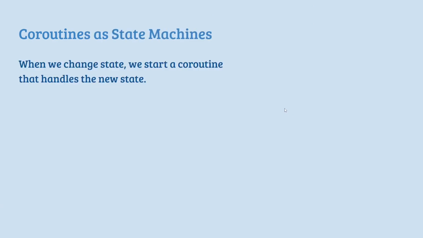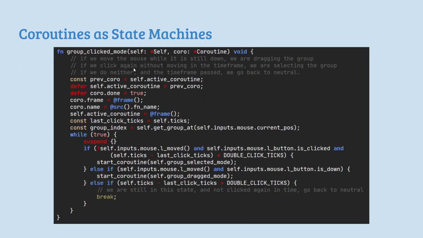So now that we know what coroutines are, let's talk about how we use coroutines as state machines. It's actually fairly straightforward. Whenever we change the state, we'll also start a coroutine that handles that new state. So in this case, group click mode, as you'll remember, there are three states. Either it will drag, it will select the group, or it will time out and go back to neutral, right? So again, the first case is that if there's a double click in time, it will start the coroutine called selected. Otherwise, it will start the coroutine called drag. In this case, it will break because the way we are using these states means that once you break, it will go back to neutral.